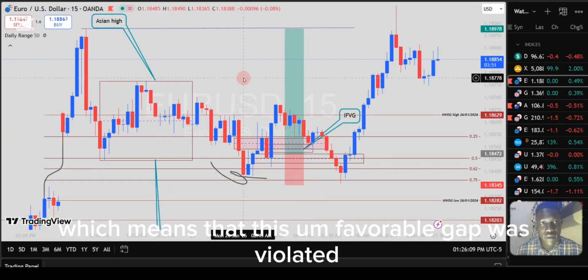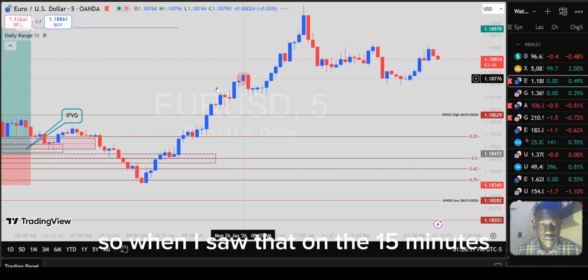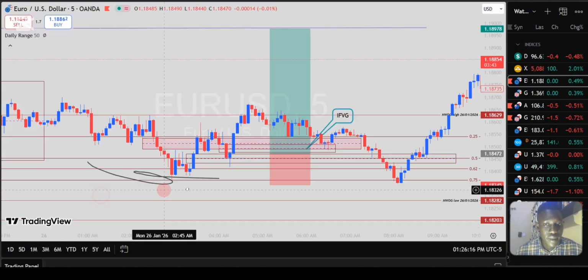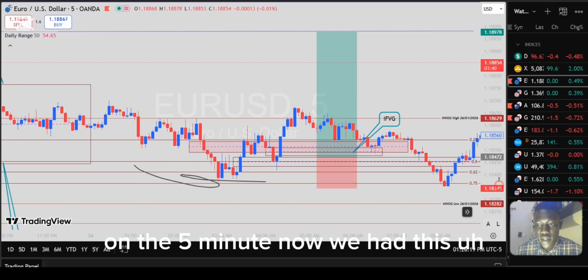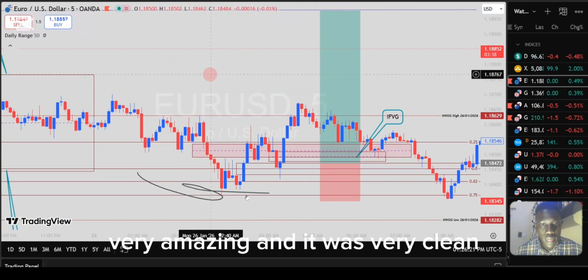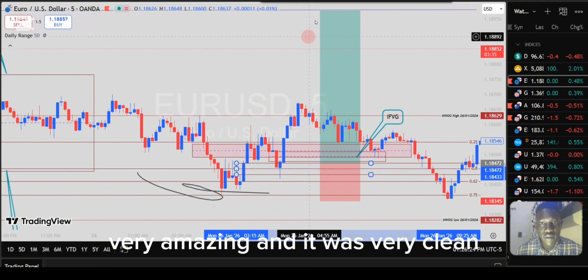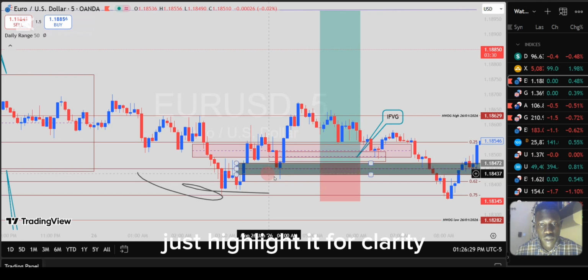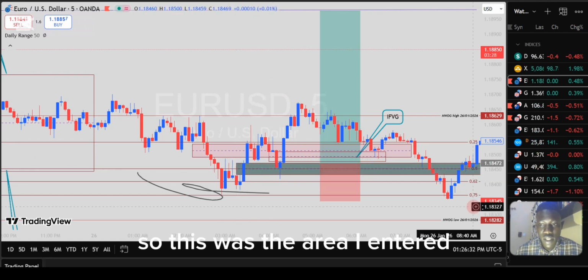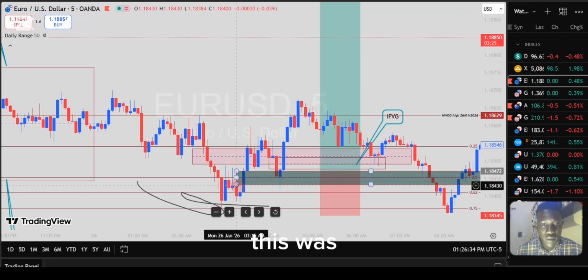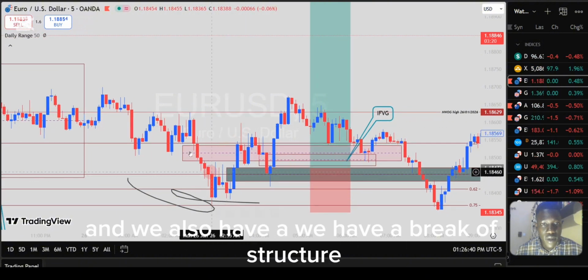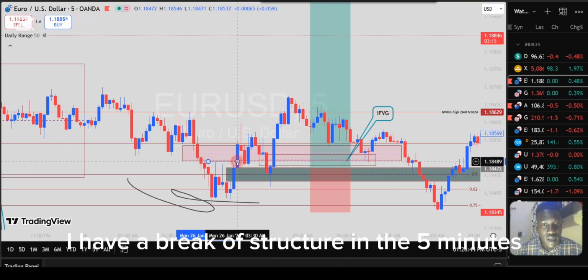So when I saw that on the 15 minute, I scaled down to the 5 minute. On the 5 minute, we had this area that I consider very amazing, and it was very clean. You see this area is still marked. Let me highlight it for clarity. So this was the area I entered. We had an order block from here, we had a break of structure in the 5 minutes, and I had a fair value gap.